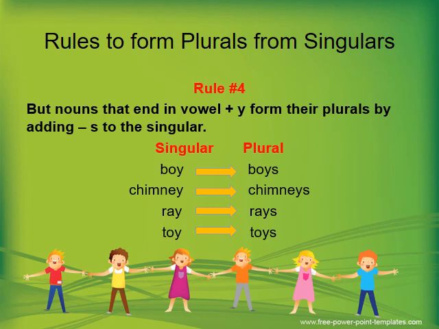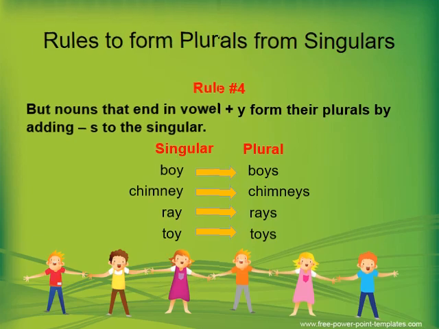Toy. Again, toy ends in y, but before y we can see there is a vowel, that is o. So how do we form the plural of toy? By adding s in the end. I hope you have understood rule number 4. So now let's move to the next rule.